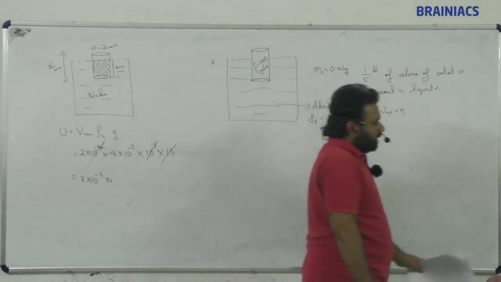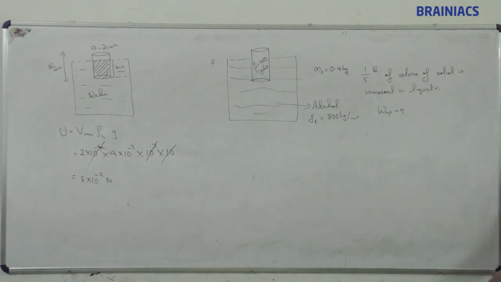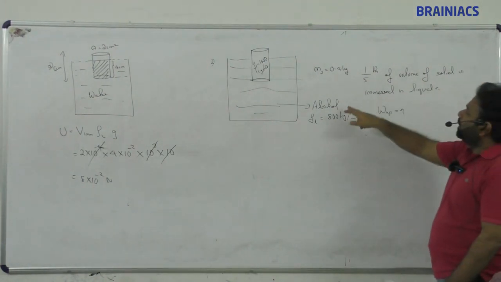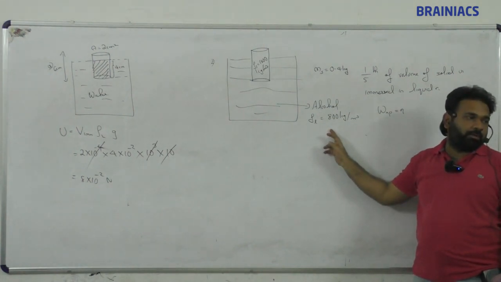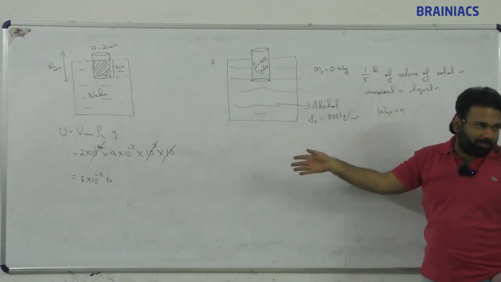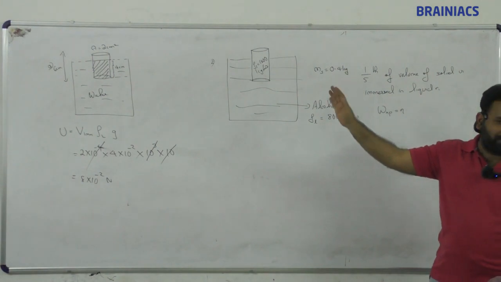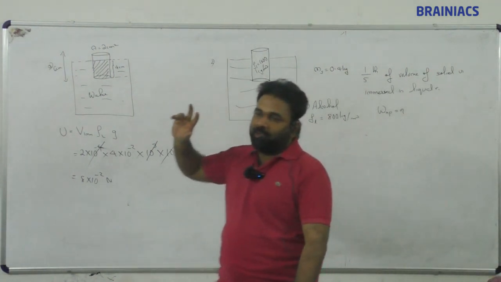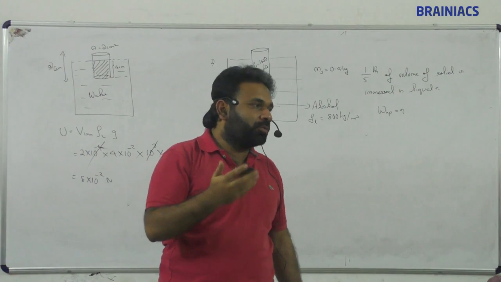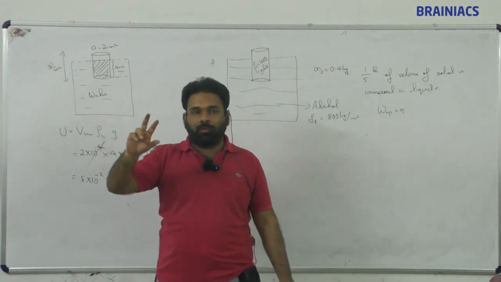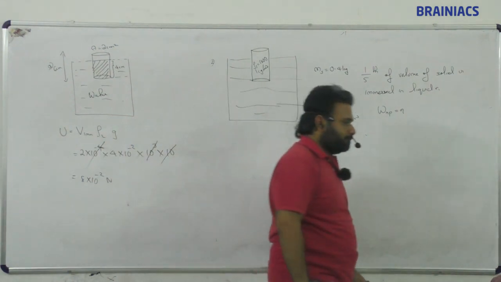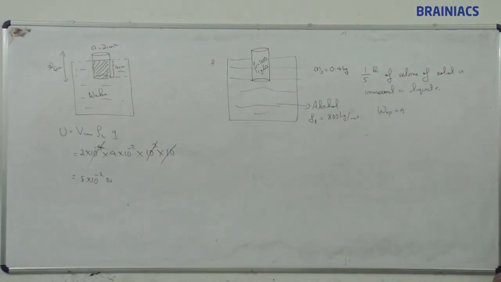Actually, technically speaking, here the density of the solid is more than the density of the liquid. It should go down. But the question is given like this. So you just do one thing. Apparent weight is equal to mg minus U. You can do it like that. Okay. Clear.